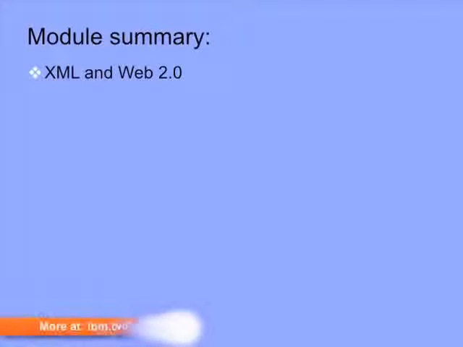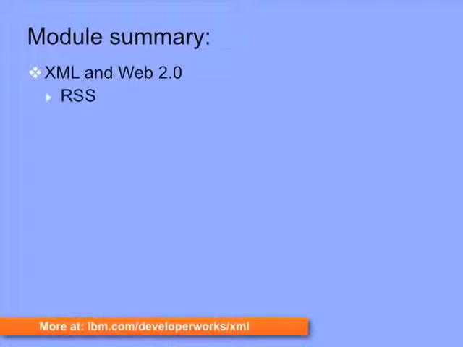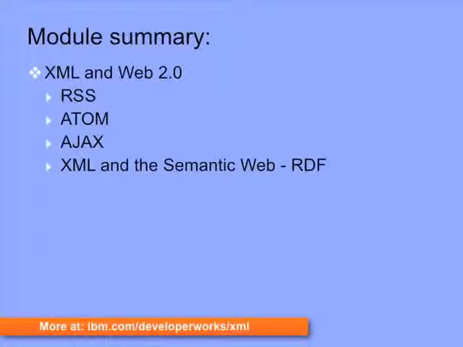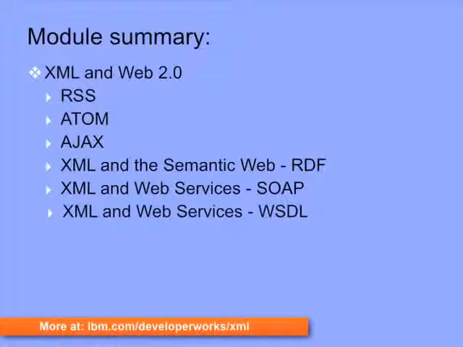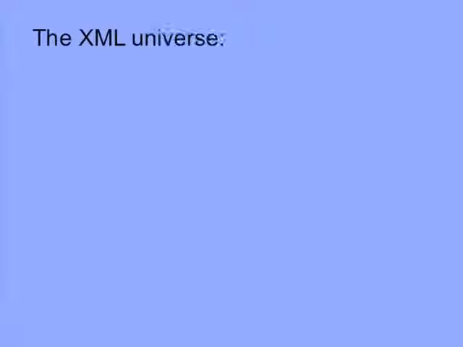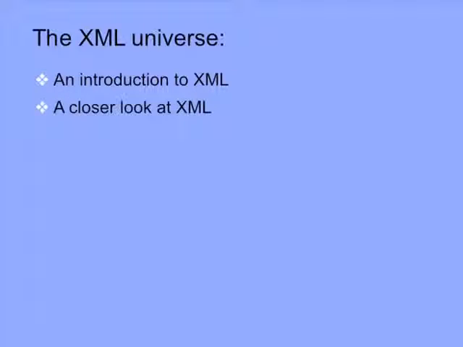In this module, we looked at XML and Web 2.0 topics: RSS, Atom, AJAX, XML and the Semantic Web, RDF, XML and Web Services, SOAP, and XML and Web Services, WSDL. Join us in other modules as we take an introductory look at XML, a closer look at XML, as well as managing XML data.